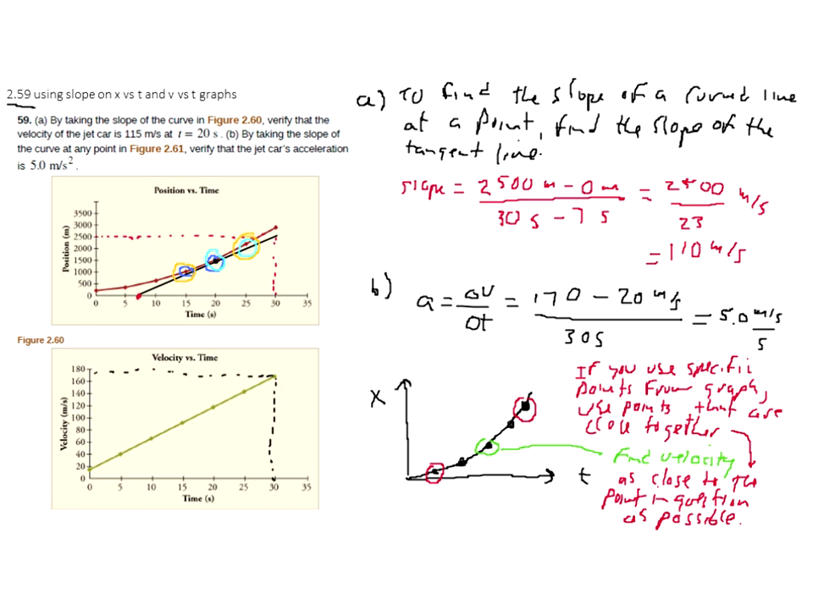So in this example, a better choice, if you're going to use points, would have been to use this point and this point. If you can find a tangent line nicely, that is a good choice as well. But it's sometimes hard to just sketch a tangent line. You're sort of eyeballing it. Any other questions?